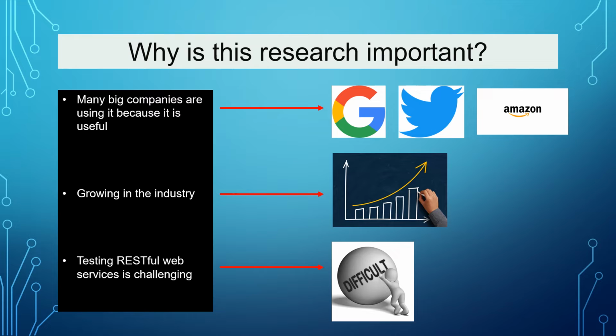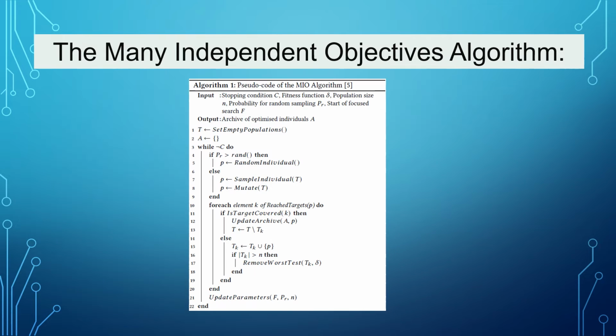In this research, they have proposed an enhanced search-based approach for automated system test generation for RESTful web services. This approach is integrated with the Many Independent Objective (MIO) algorithm. The MIO algorithm is specialized for system test case generation with the aim of maximizing code coverage and fault finding. So now I'm going to briefly describe what this pseudocode means.